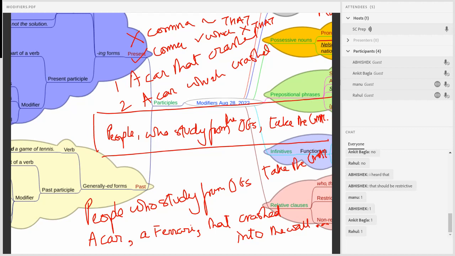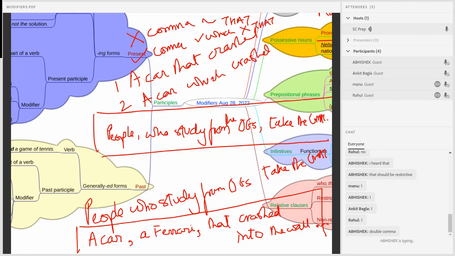Now, coming back to the Ferrari example, the one at the bottom. Over here, I just told you that if you want a comma, you can never use a that, right? But over here, you see a comma and a that. What's happening over here? How is this suddenly correct? Abhishek, I'm not sure what you're trying to say. If you want, you can unmute.